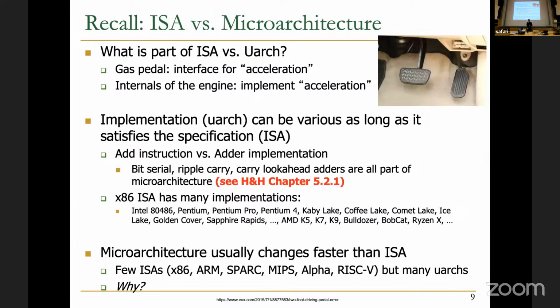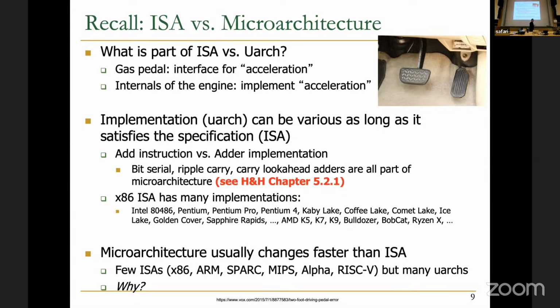Okay, this is one of the slides. Maybe this is the last slide we stopped at. But remember the gas pedal? That gas pedal is the instruction set architecture. That's the interface between the software and the hardware. And that gas pedal, there's something that it promises, right? If you push it, the car will accelerate. If you don't push it, the car will not accelerate. That's all it promises to you. That's the semantics of the gas pedal operation. That's your instruction, right?